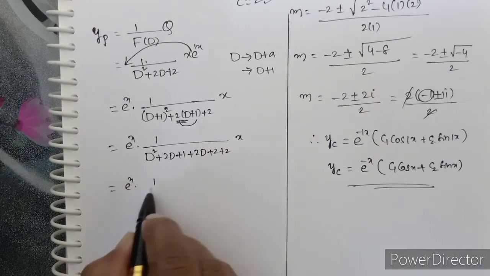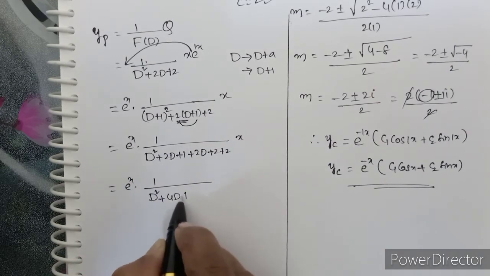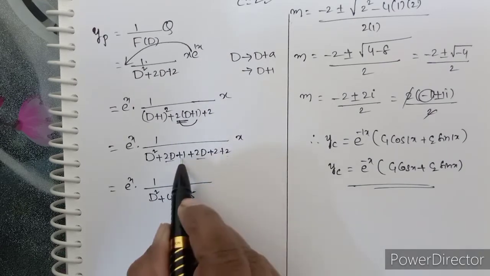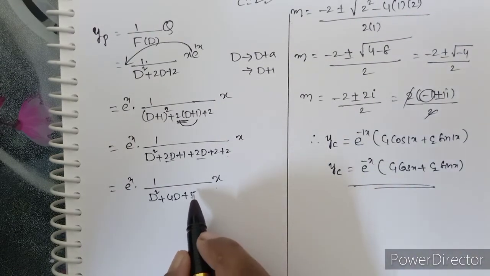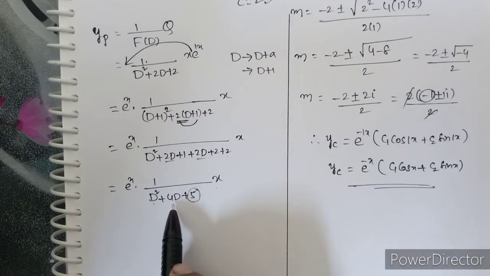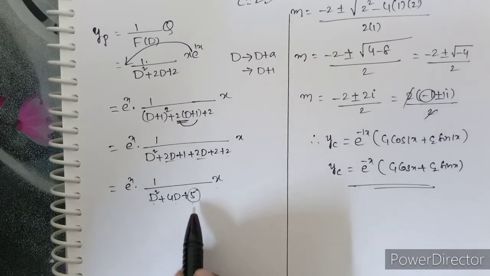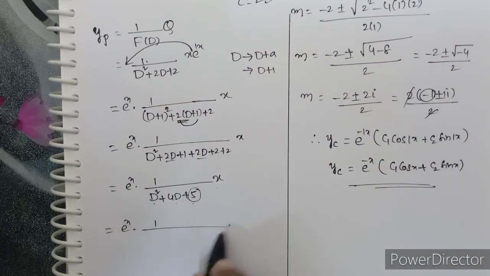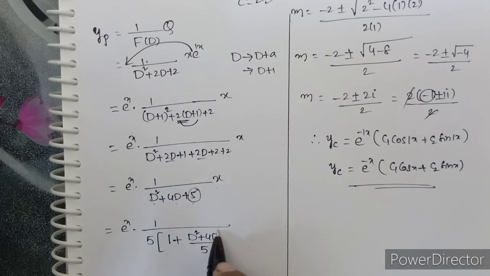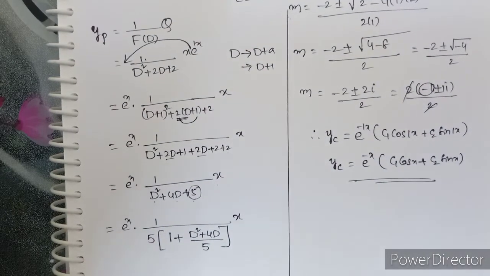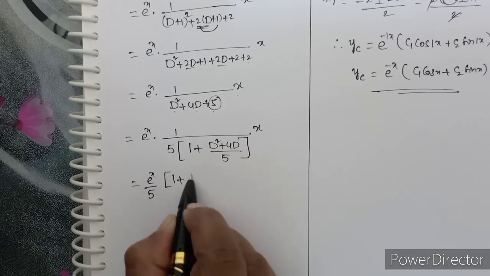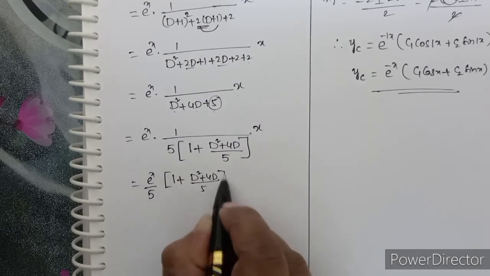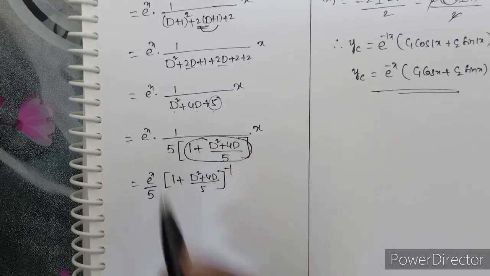e^x into 1 by D square plus 4D plus 5, that is 2D plus 2D is 4D, and 2 plus 2 plus 1 is 5, into x. According to the procedure, the x power m method, we have to take out the lowest degree term as common. Among these three terms, the lowest degree term is 5, so we must take 5 as common. 1 plus (D square plus 4D) by 5, into x. e^x by 5 into (1 plus (D square plus 4D) by 5) whole power minus 1. We bring this to the numerator, into x.